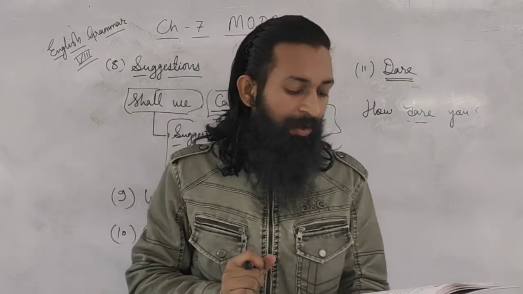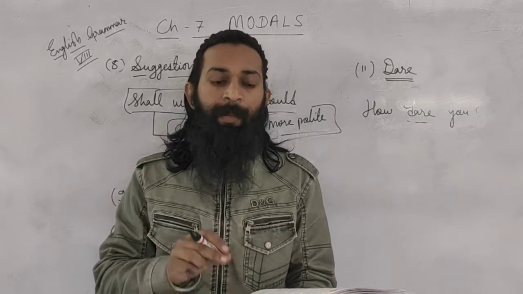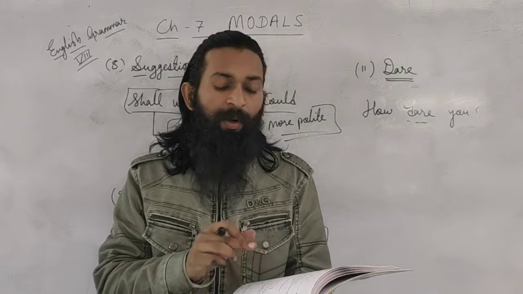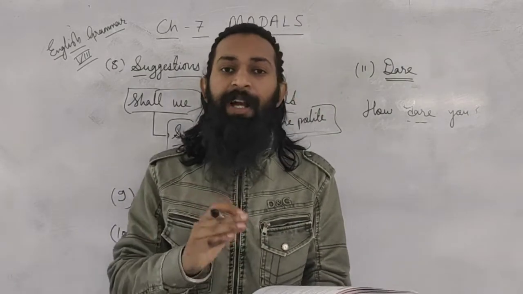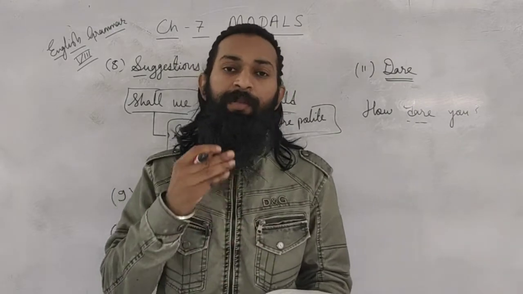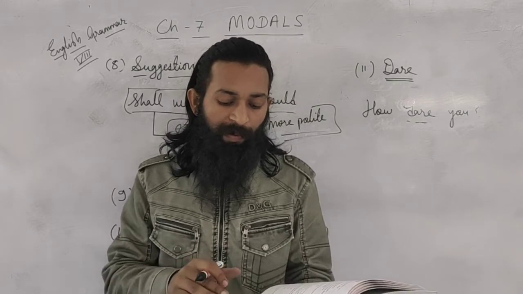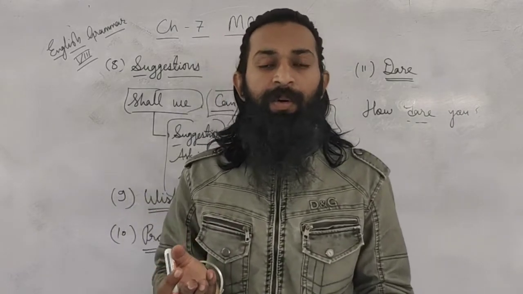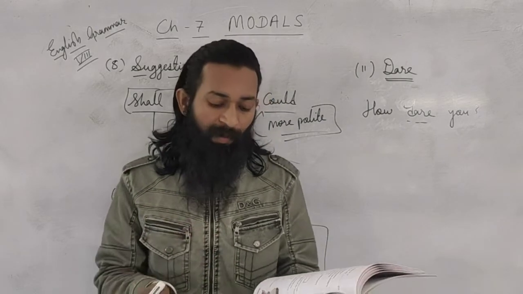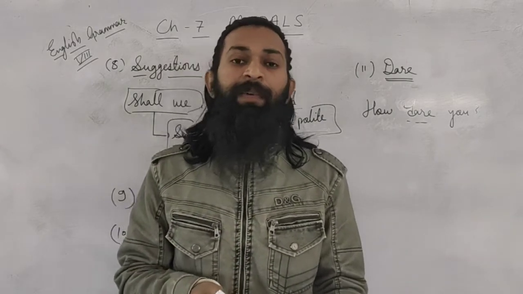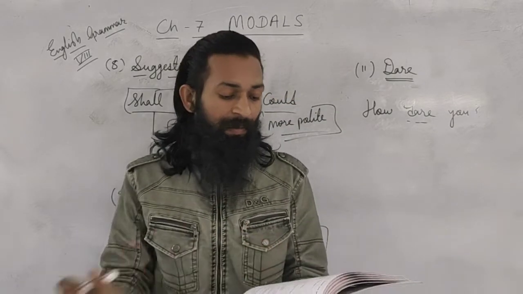Suggestion, advice, duty: should and ought to. The meanings are the same, but the condition is somewhat different. Ought to you have to use for moral obligation, and should for suggestion, advice or that type of thing. Sixth, request: can, could, will, would. If you are using can and could, it is for a polite request. Could is more polite than can. And will and would, you know, if you are asking someone for something, then on that condition you have to use will and would.